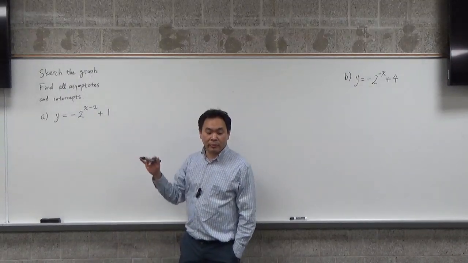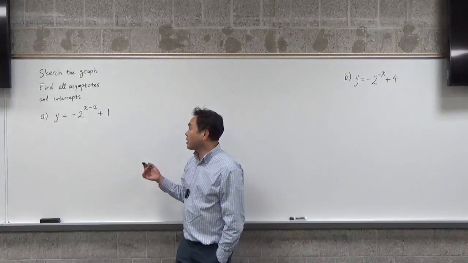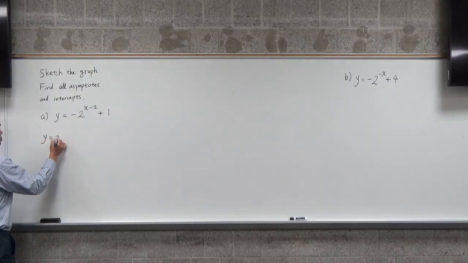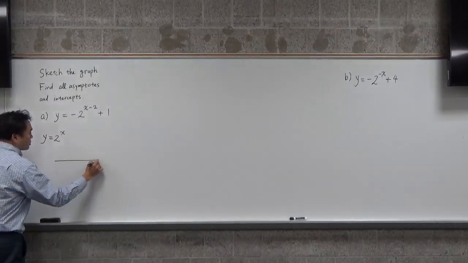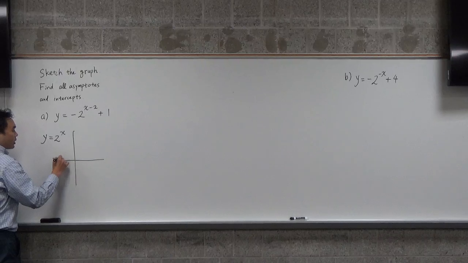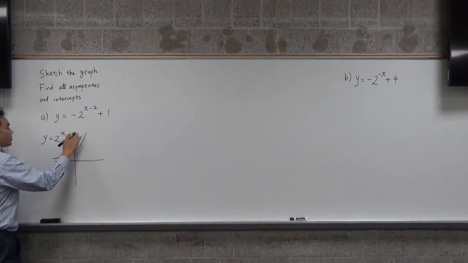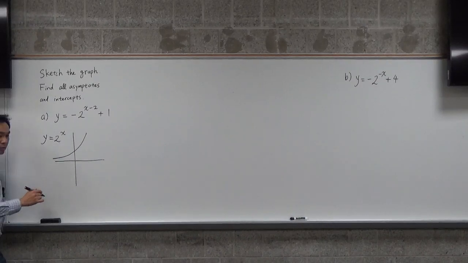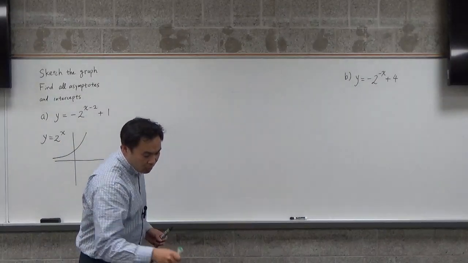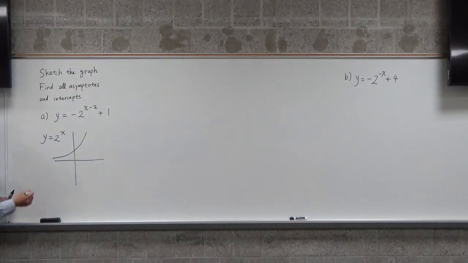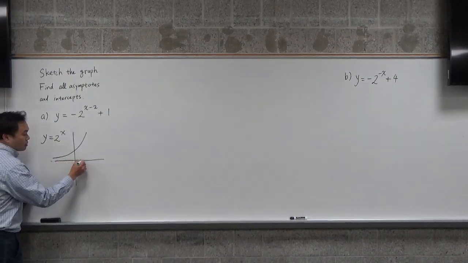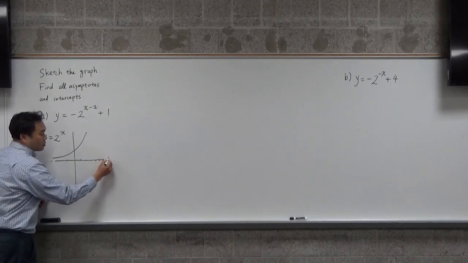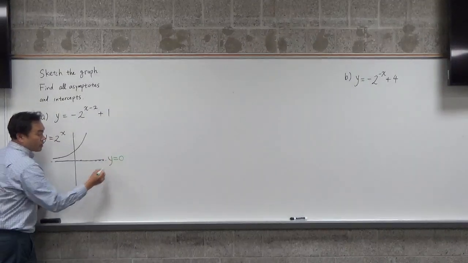To draw such graphs, you have to make use of transformations. We learned last time that y equals 2 to the x has the following graph, right? And I asked you to remember two very important things about this graph, which is that it has a horizontal asymptote at where? Right here. What is that horizontal line? y equals 0.